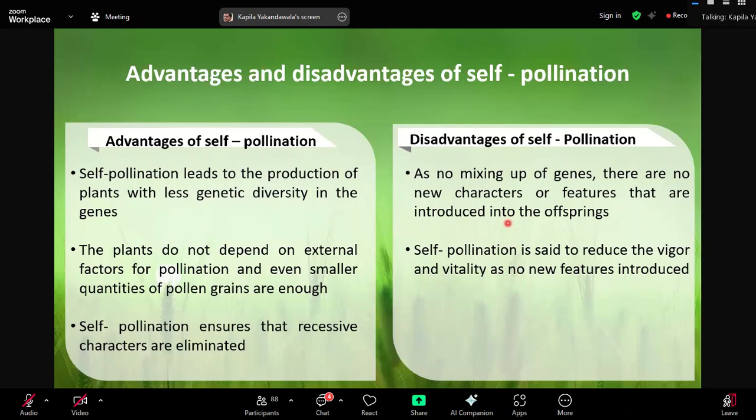There will be no resistant plants in the case of a disease. And self-pollination is said to reduce the vigor or vitality as no new features are introduced. So with time, introducing new features to the plant is important because the fittest plant will survive and it can increase its progeny. But this is not going to happen with self-pollination.